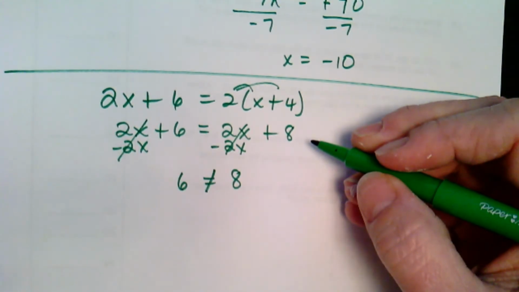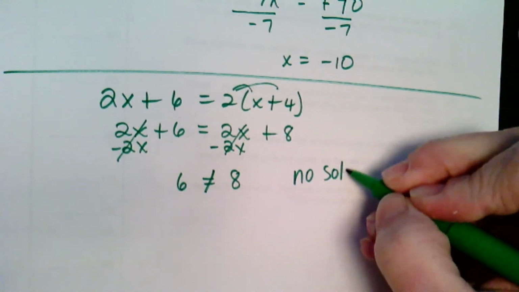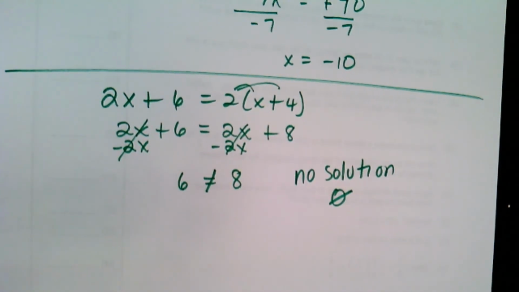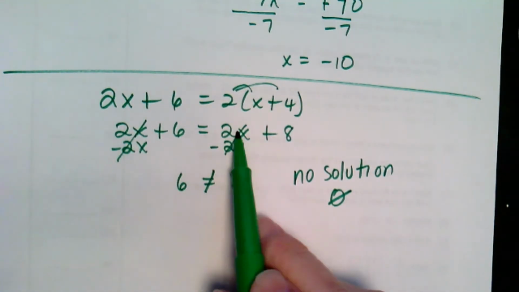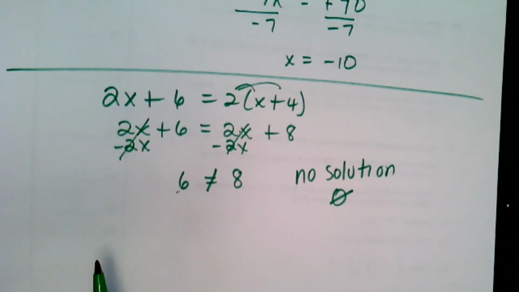So sometimes you'll see "no solution," or you might see that symbol, which means no solution. So if your x's cancel out and what's left is not true, there's no solution.